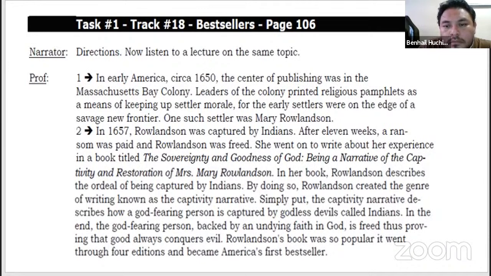She went on to write about her experience in a book titled The Sovereignty and Goodness of God, being a narrative of the captivity and restoration of Mrs. Mary Rowlandson. In her book, Rowlandson describes the ordeal of being captured by Indians. By doing so, Rowlandson created the genre of writing known as the captivity narrative. Simply put, the captivity narrative describes how a God-fearing person is captured by godless devils called Indians. In the end, the God-fearing person, backed by an undying faith in God, is freed, thus proving that good always conquers evil. Rowlandson's book was so popular it went through 4 editions and became America's first bestseller.